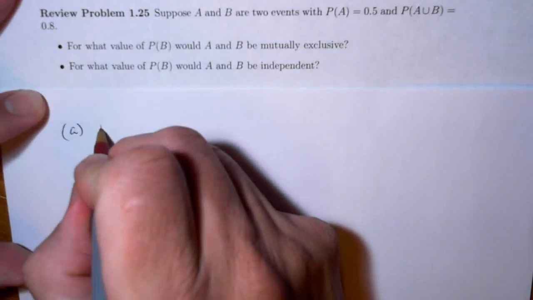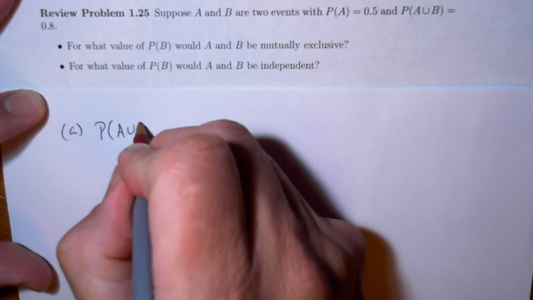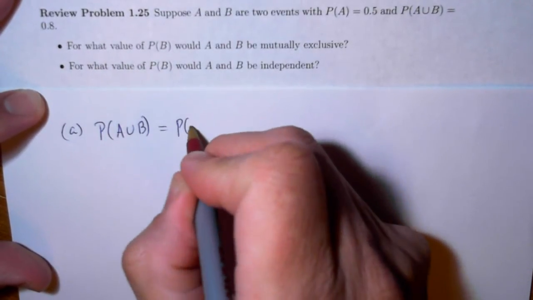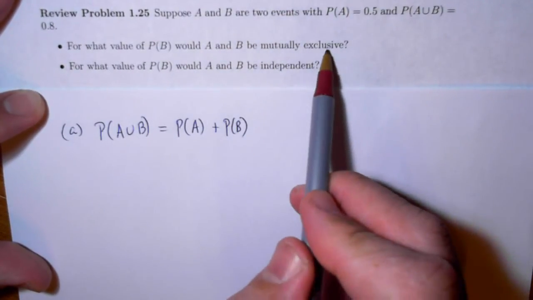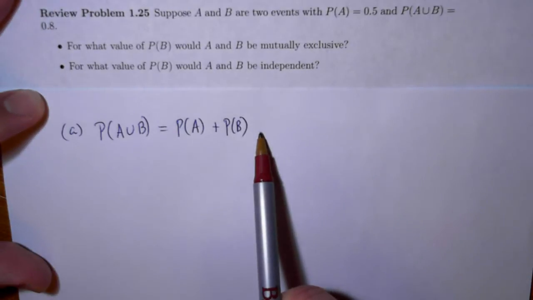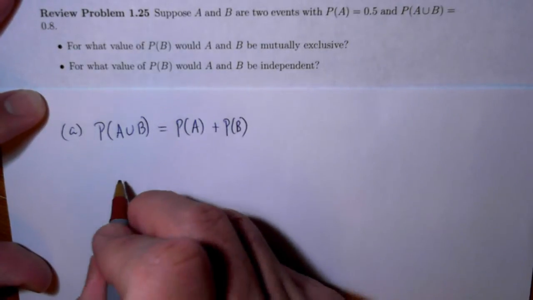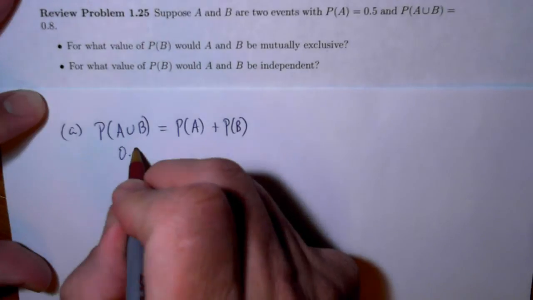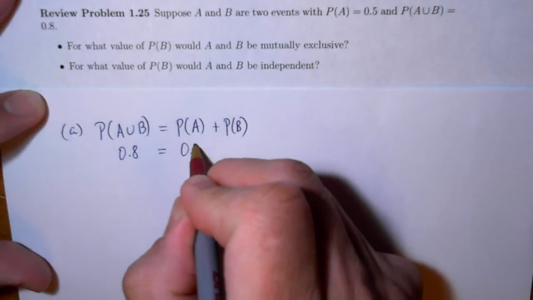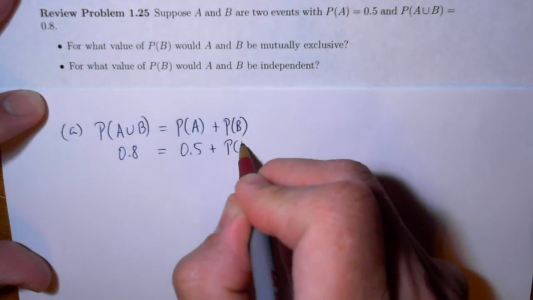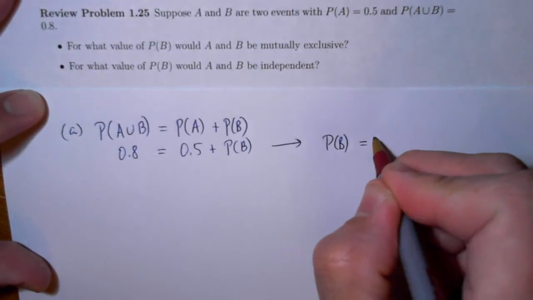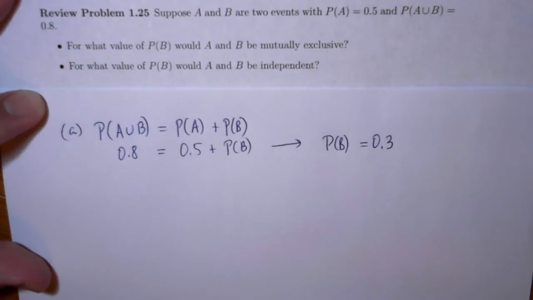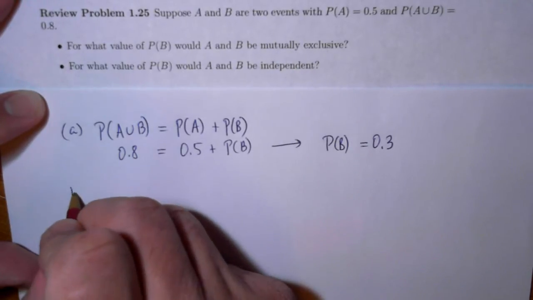Now, if the events are mutually exclusive, that means the probability of A union B is equal to the probability of A plus the probability of B, and because they're mutually exclusive, there's no intersection. So now this becomes a very straightforward algebra problem. We have 0.8 is equal to 0.5 plus the probability of B, and we conclude that the probability of B must therefore be equal to 0.3. So that's the first part, if A and B are mutually exclusive events.